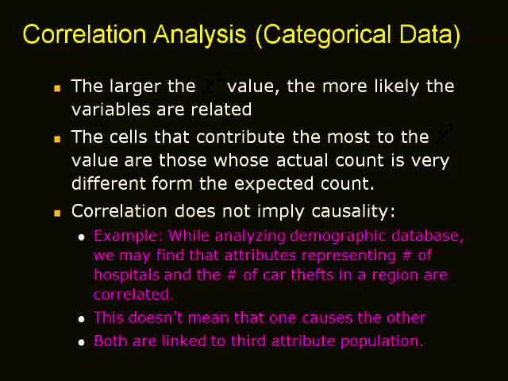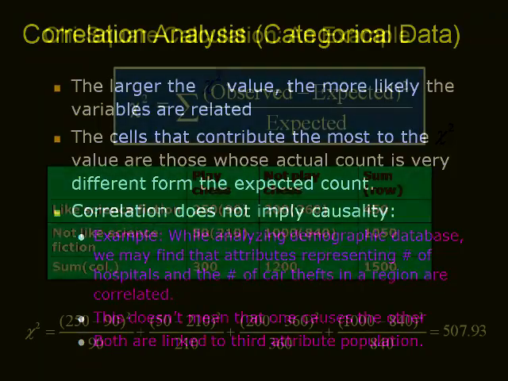While analyzing, suppose, a demographic database, we may find that attributes representing the number of hospitals and the number of car thefts in a region are correlated. That means we have identified a correlation coefficient close to 1 here, say. This doesn't mean that the number of hospitals causes the number of car thefts or the number of car thefts causes the number of hospitals. In fact, both are linked to a third attribute called population. So the more the population, the more hospitals and the more car thefts may happen.